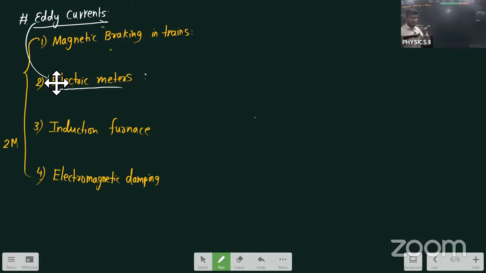If you have some old houses, you can see this type of electric meter. There will be a shiny disc continuously rotating. Whenever you increase the use of electric current, what will happen? It will rotate at a very high speed.